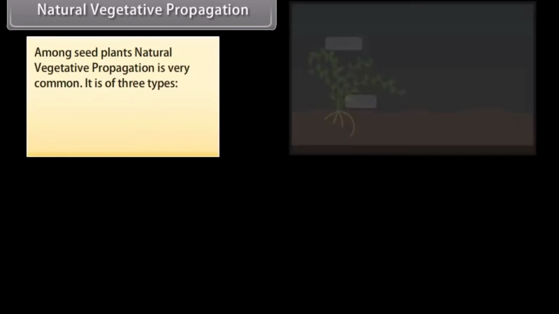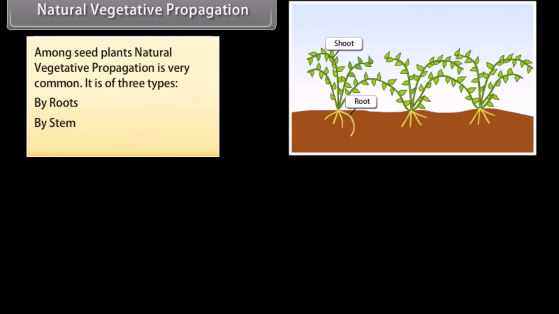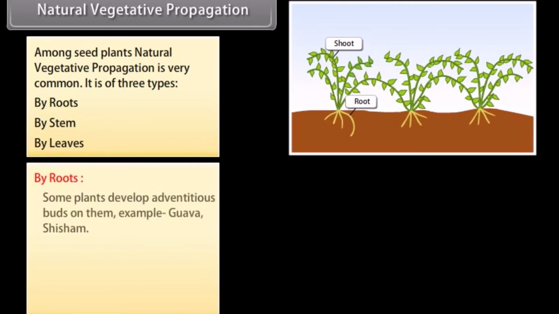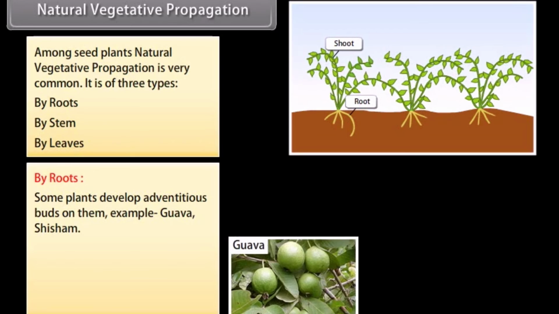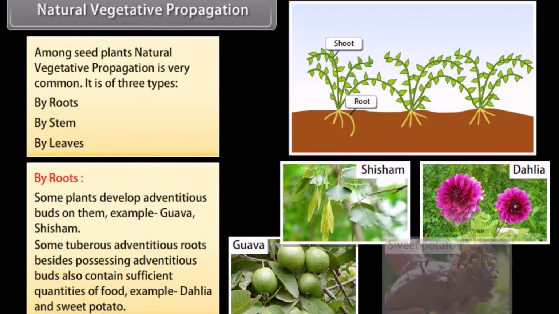Natural vegetative propagation. Among seed plants, natural vegetative propagation is very common. It is of three types: by roots, by stem, and by leaves. By roots. Some plants develop adventitious buds on them, example guava, shisham. Some tuberous adventitious roots, besides possessing adventitious buds, also contain sufficient quantities of food, example dahlia and sweet potato.